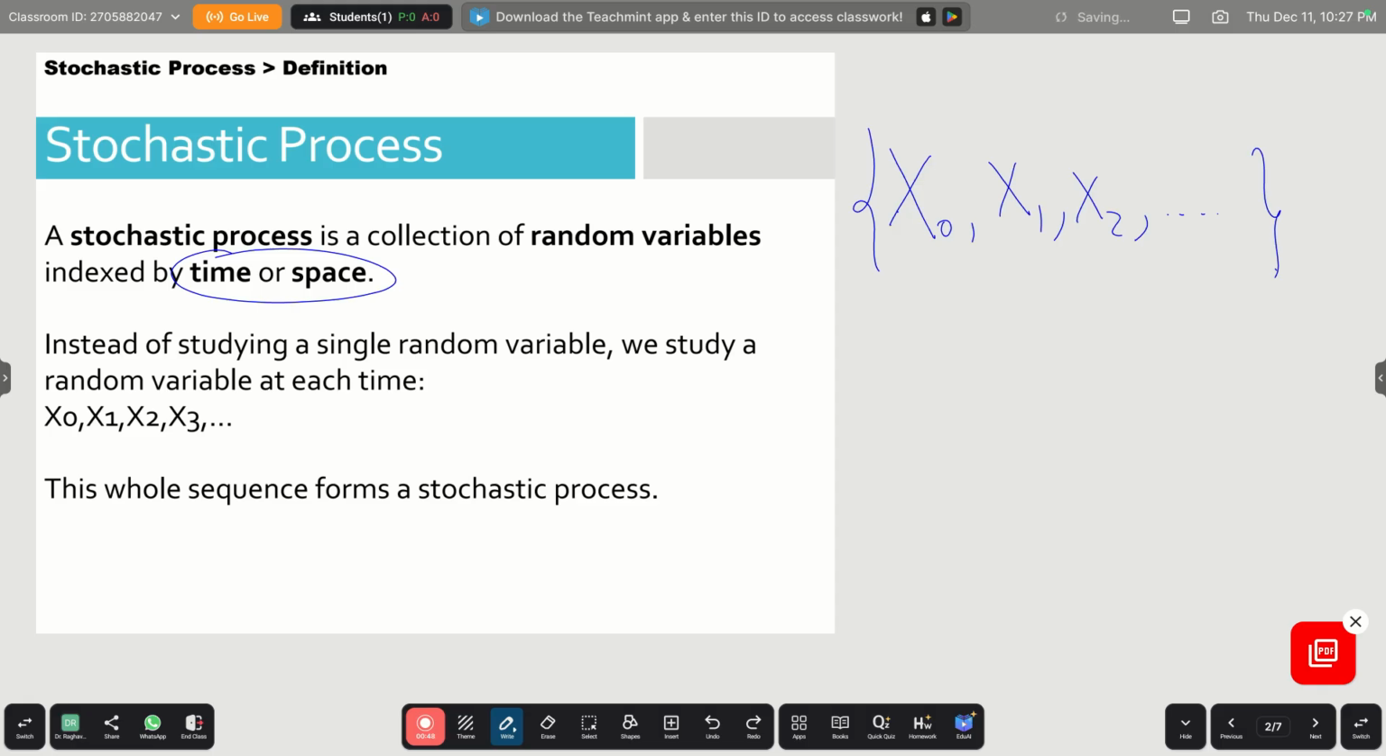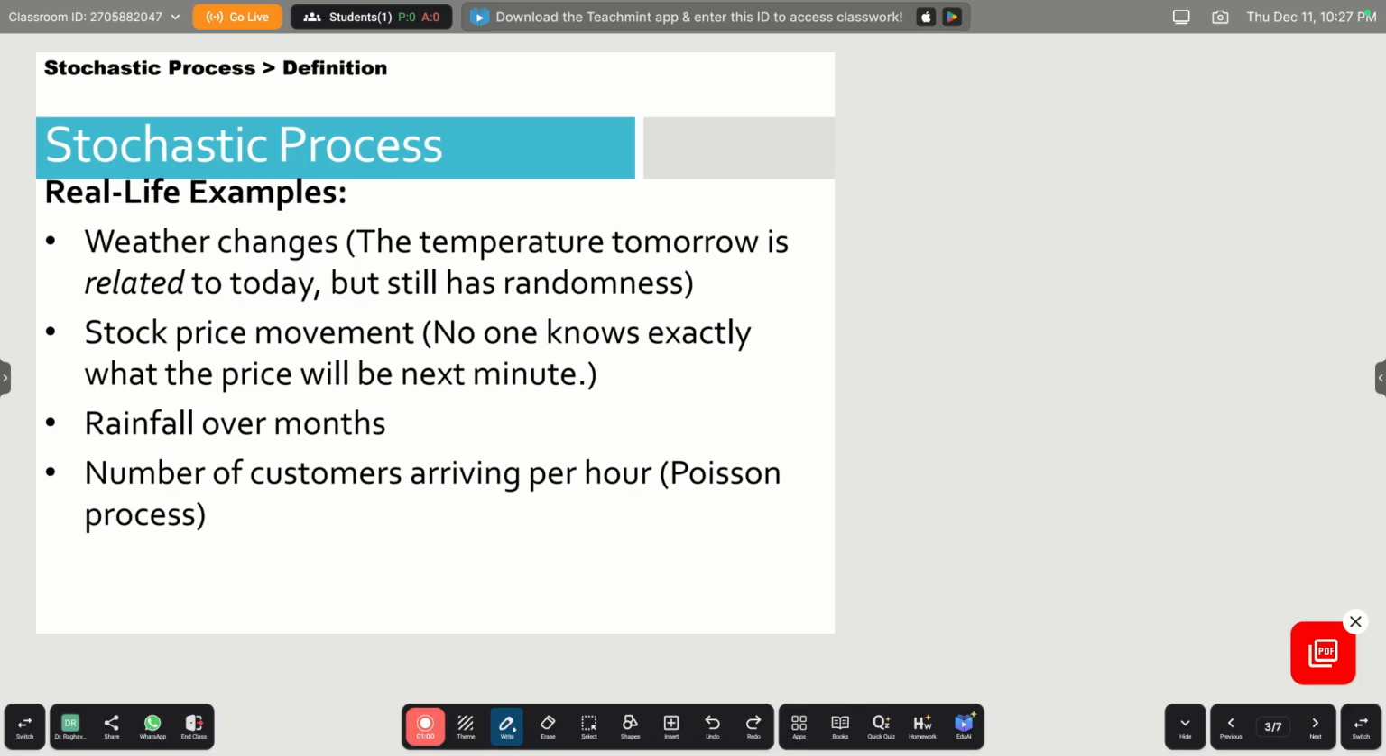So this is a very simple definition. Hope you have understood. It is not just a single random variable. It is a sequence of random variables. This forms the stochastic process. Let's consider a few examples.